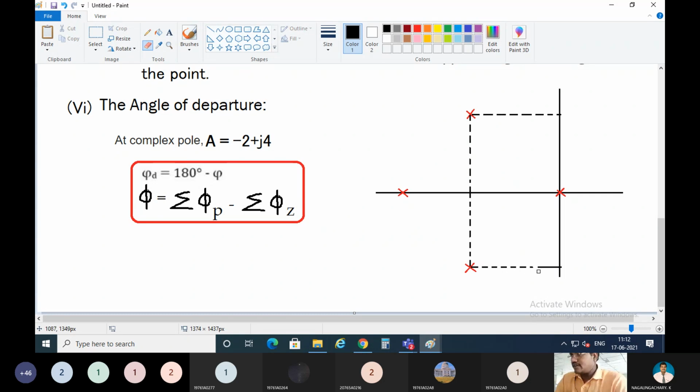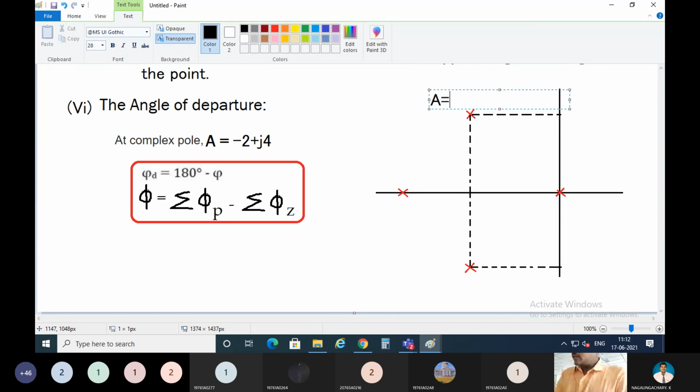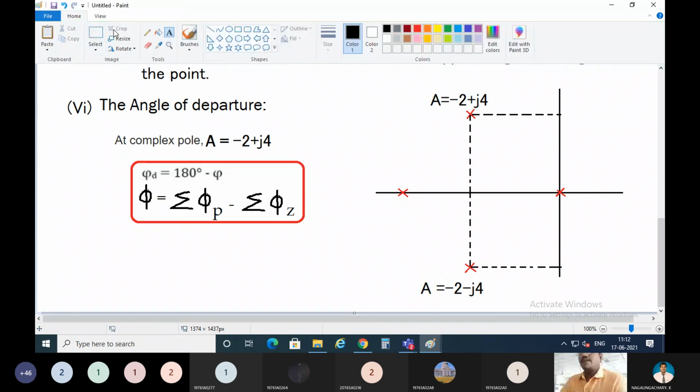So like this you can do it. This is A, for example, A equal to -2 plus J4. This is A conjugate. A conjugate is equal to -2 minus J4.